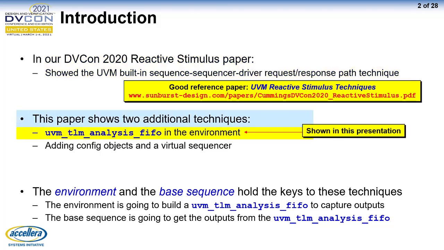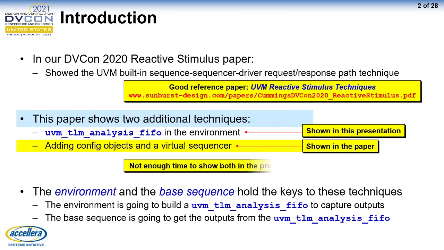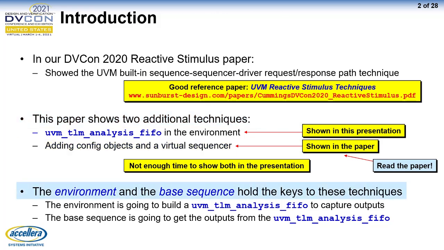This paper shows two additional reactive techniques. The first technique uses a UVM TLM analysis FIFO placed in the environment. That is the technique that will be shown in this presentation. And adding config objects and a virtual sequencer in the environment, also using a UVM TLM analysis FIFO. In this presentation, we will show the first technique and ask you to read the paper to find the second technique. The environment and the base sequence hold the keys to these techniques.